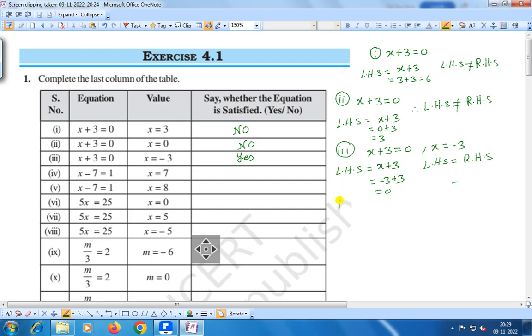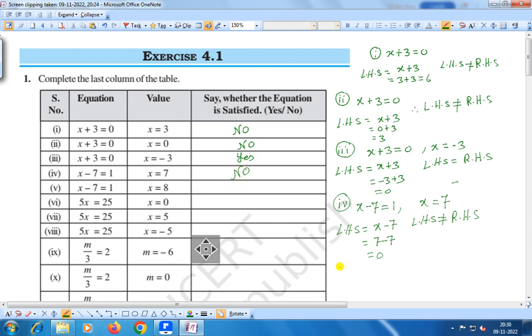Now question number 4. Question number 4 is x minus 7 is equal to 1, and x is equal to 7. Here left hand side is equal to x minus 7. The value of x is 7, that is 7 minus 7, which comes to 0, and right hand side is 1. Therefore left hand side is not equal to right hand side. Therefore it doesn't satisfy the equation. The answer is no.